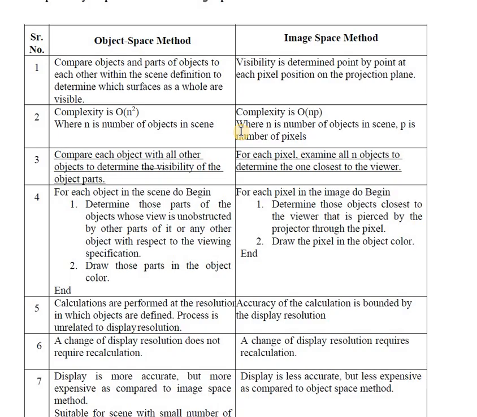Whereas in image space method, we look at every pixel position and we try to judge which color is visible at a particular pixel position, or which color that pixel should have. So when we go by pixels, it is image space method. When we go by objects, it is object space method. This is a very crude, very simple kind of explanation for object space method and image space method.